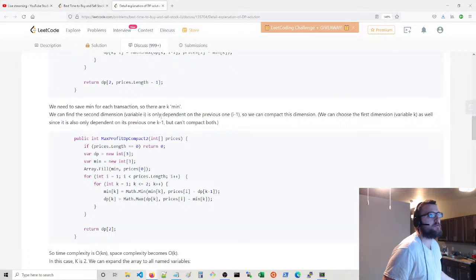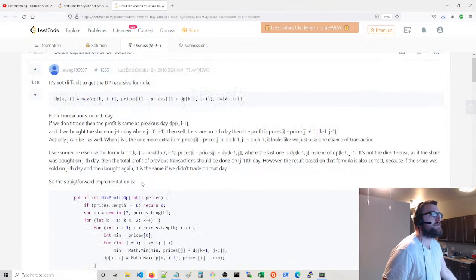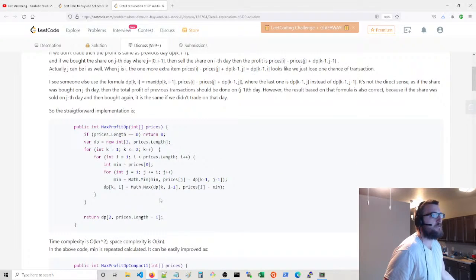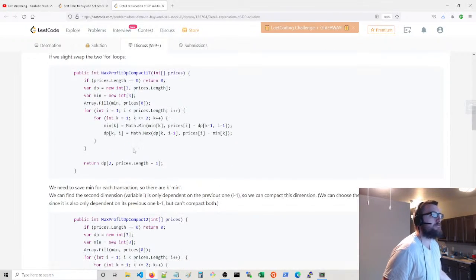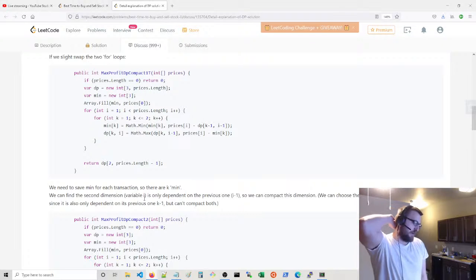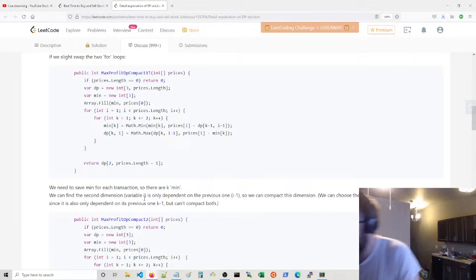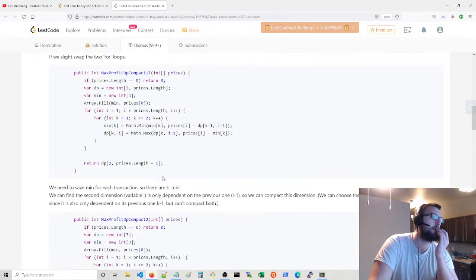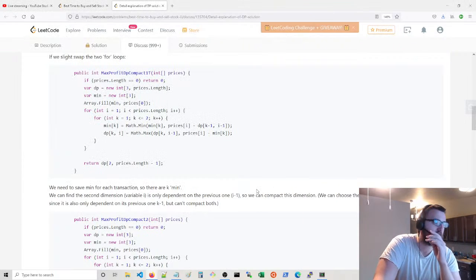Find the second dimension variable I is only dependent on the previous one, so we compact this dimension. We could choose the first dimension variable k as well, since it is only dependent on its previous one, k minus 1, but we can't compact both. So this is really interesting. So he had a pretty intuitive observation, and then a series of optimizations. And that's how he went from here to there. Transformations. That's really interesting.